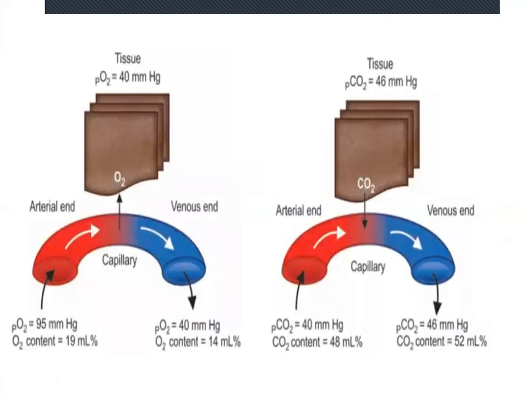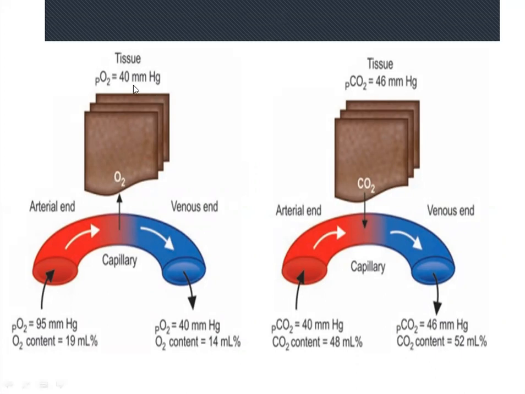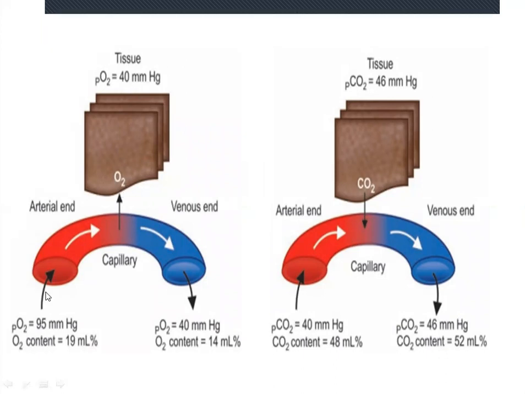Then we will see tissue and the blood, right? What are the gases exchanges? First we will see oxygen exchanges. The partial pressure of the oxygen in the arterial end is 95 millimeter mercury, because there is the physiological shunt, so it decreases the blood pressure to 95 millimeter mercury. Then the tissue oxygen partial pressure is 40 millimeter mercury. Automatically, the oxygen diffuses from the blood to the tissue.